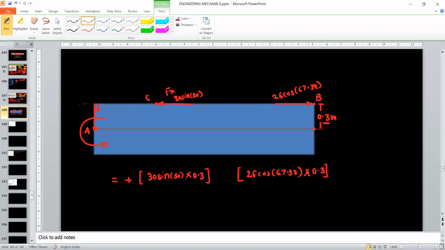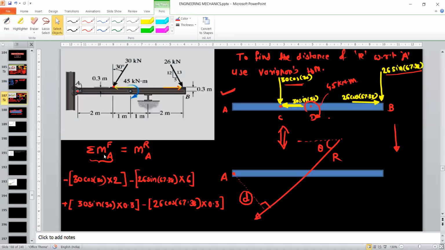And how to decide the sense of rotation? If you apply the force at the point B, then the complete rod AB will rotate in this direction. We have to imagine this sense of rotation. This is the clockwise direction, and therefore this moment is negative. This is how you can write the moment equation in Varignon's theorem. This is your complete left hand side. Just find out this value, and after that write the moment by the resultant about A.